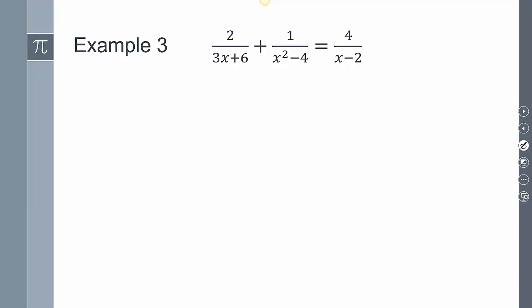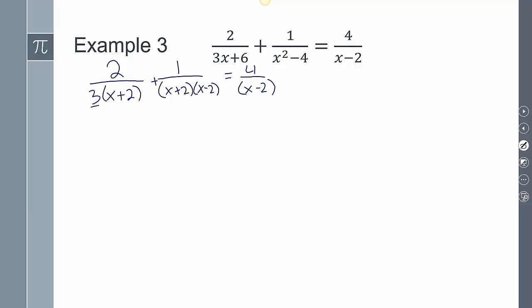on this one here, what we want to do is we want to factor everything, right? Because we want to fill in those voids and make sure that we have the same common factors. So factoring everything, I'm going to get 2 over 3 times x plus 2 plus 1 over, this is x plus 2 and x minus 2, and this is going to equal 4 over x minus 2.